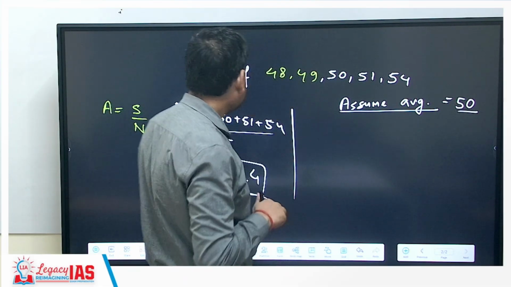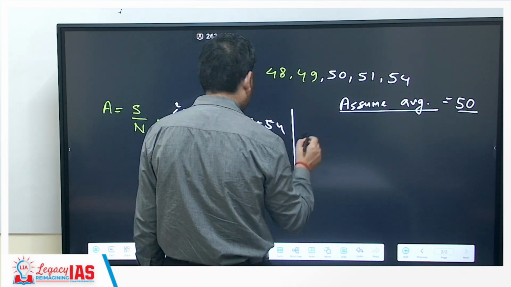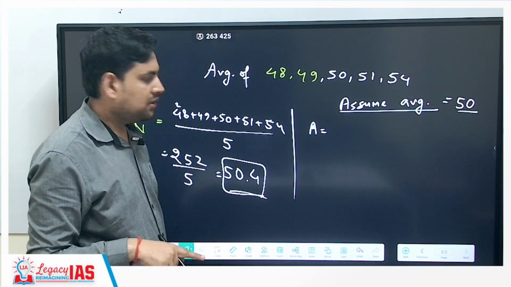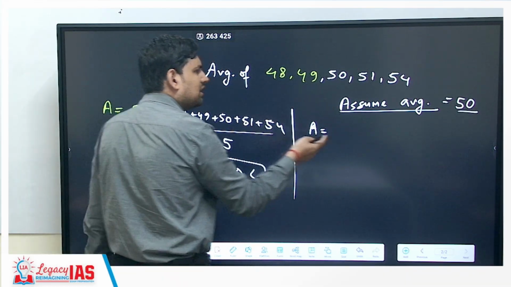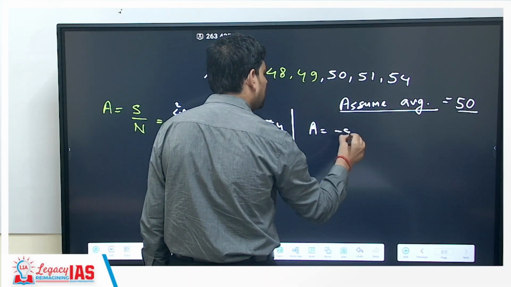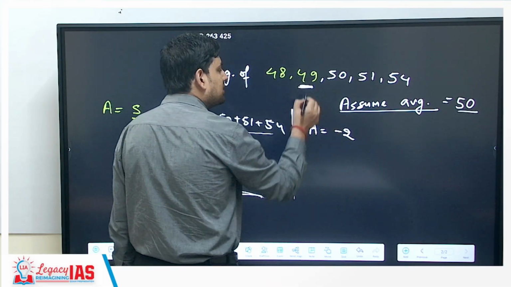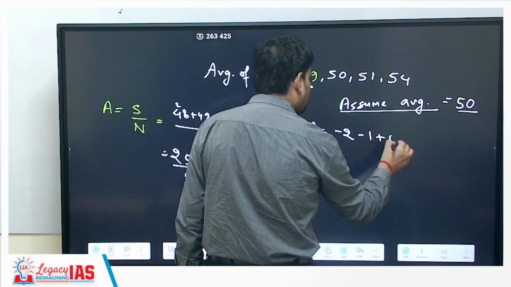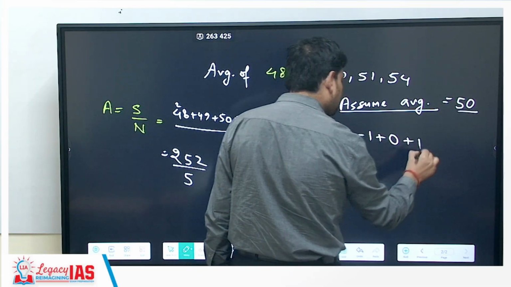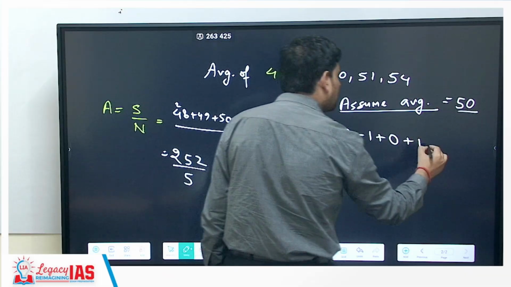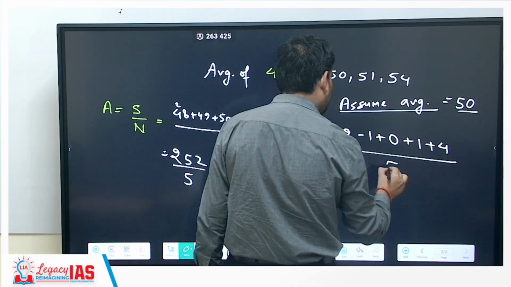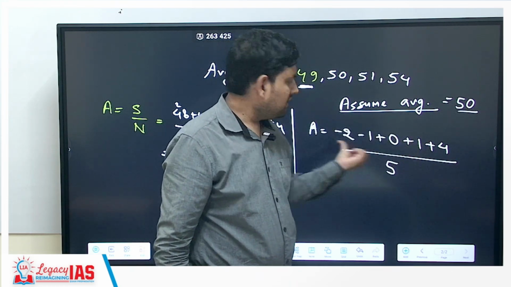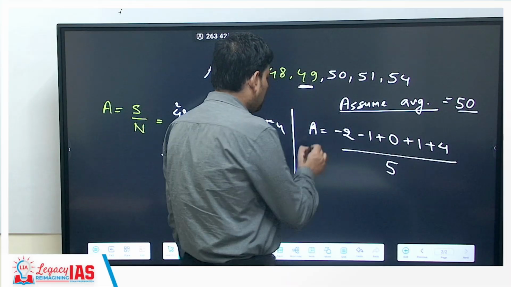Now I will write whatever change I have to make. 48 in terms of 50 is simply minus 2. Then 49 is minus 1. I have to add all of them. Then 50 is nothing, 0. Then 51 is plus 1. 54 is 50 plus 4, divided by 5. So instead of writing all those numbers and adding, I have just assumed one average and am finding this average difference.